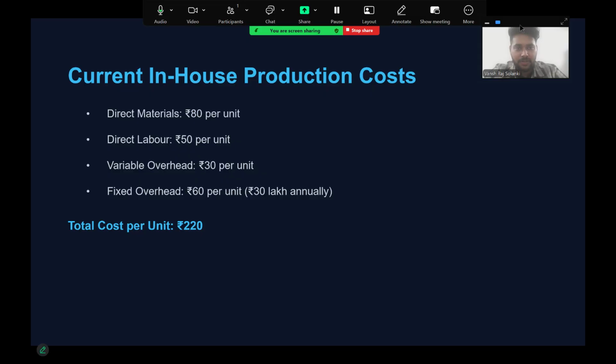Current in-house production cost. Direct material cost is rupees 80 per unit, direct labor cost is rupees 50 per unit, variable overhead is rupees 30 per unit, and fixed overhead is rupees 60 per unit, which amounts up to rupees 30 lakh annually. So the total cost per unit becomes rupees 220.